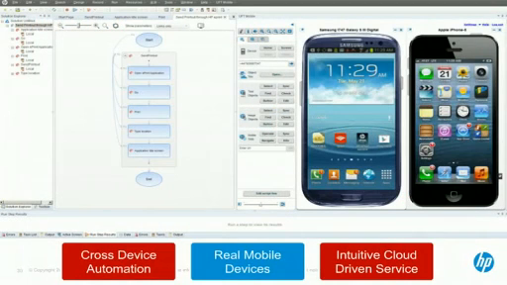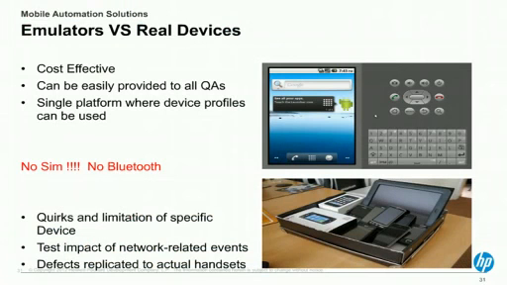So back to UFT Mobile itself, once we actually go into the tool. The whole idea here is by using these devices available on the cloud, wherever that cloud is located, we are testing across devices, we are testing real devices, and we've tried to make it as intuitive as possible so you can just pick up and use the system. And here's the key point.